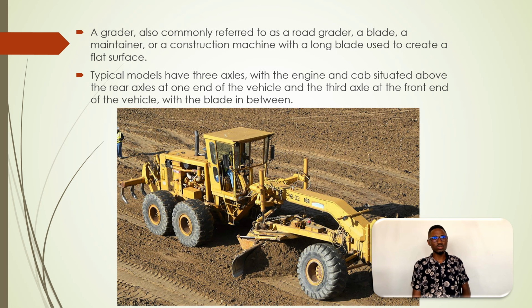A typical model has 3 axles, with the engine and the cab situated above the rear axle at one end, and the third axle at the front end of the vehicle, with the blade in between. As you see in that picture, the blade is between the tires. It is between the front and the back axle.